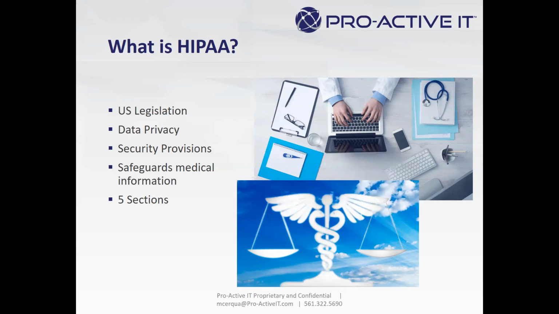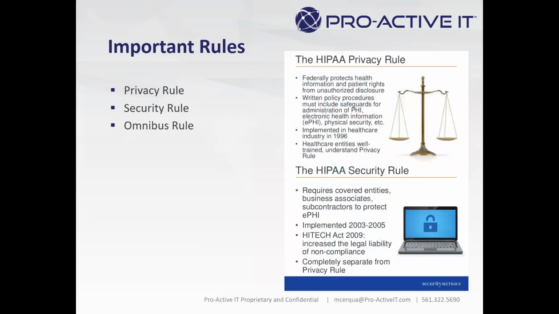The Act has 5 sections, and section number 2 directs the Department of Health and Human Services to establish standards for processing electronic healthcare transactions. And it also directs healthcare organizations to implement secure electronic access to health data and remain in compliance with privacy regulations. Now, to understand HIPAA, we need to be aware of 3 important rules, okay? The privacy rule, the security rule, and the omnibus rule.